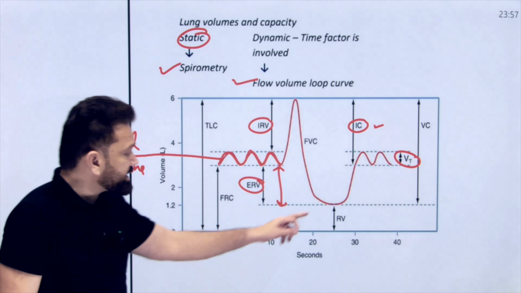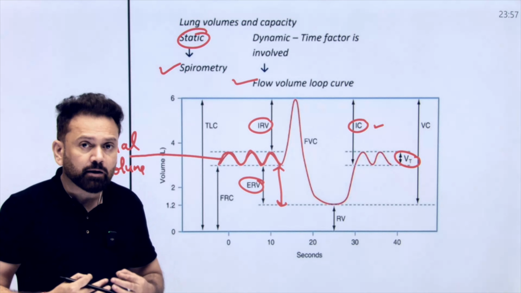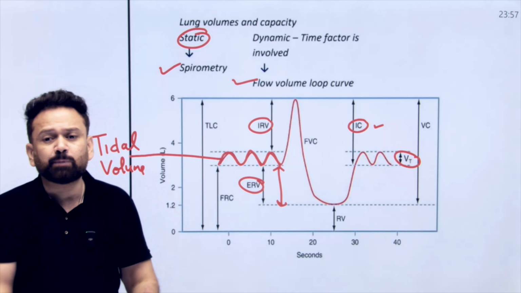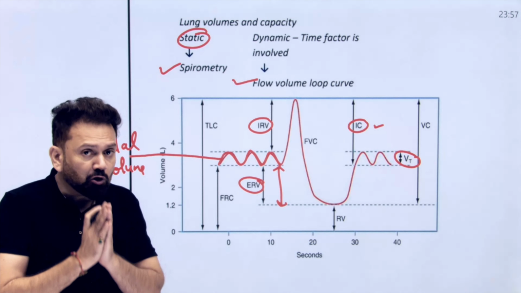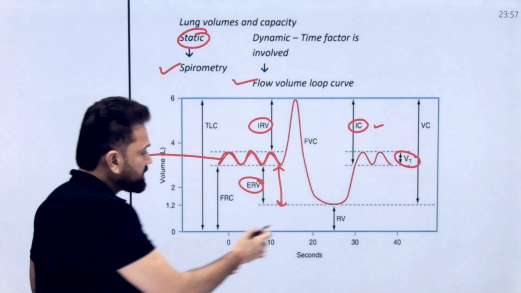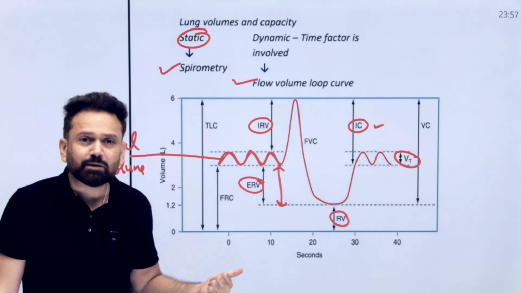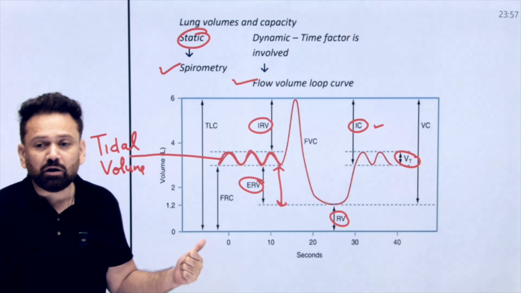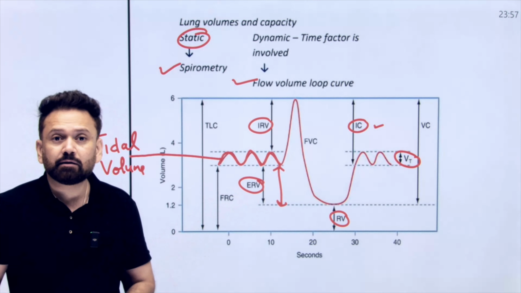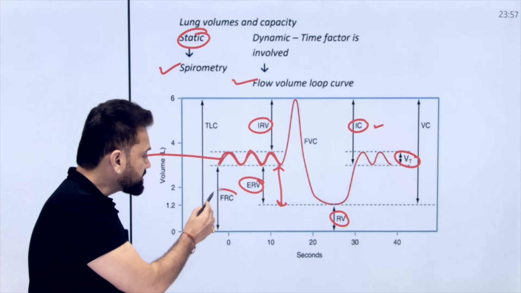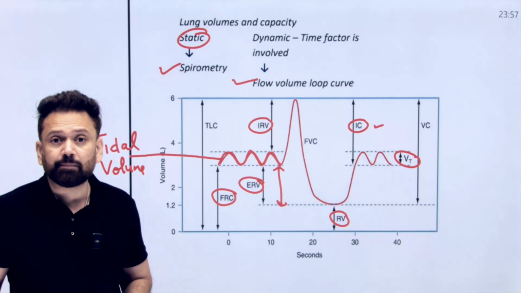Similarly, what is the residual volume? The amount of air which is left in the lung even after forceful expiration is called residual volume, RV. You cannot remove this amount of air. It is called residual volume. Now, if you combine ERV with RV, this will be called functional residual capacity. The most important capacity for your exam.